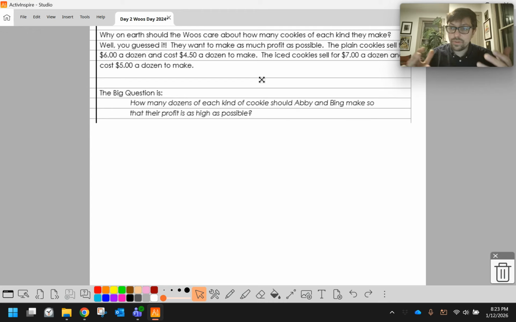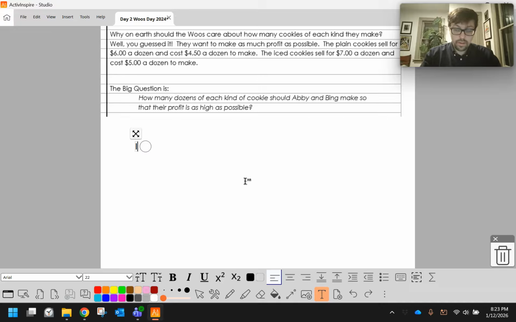So we need some sort of additional equation that's trying to represent how much money the Woos are making with these cookies. If we think about their income, they're getting $6 for every dozen plain cookies that they sell, plus they're getting $7 for every dozen iced cookies that they make. But there are costs that go along with these things. So the plain cookies, they lose $4.50 of that $6 in order to pay for the costs and everything.